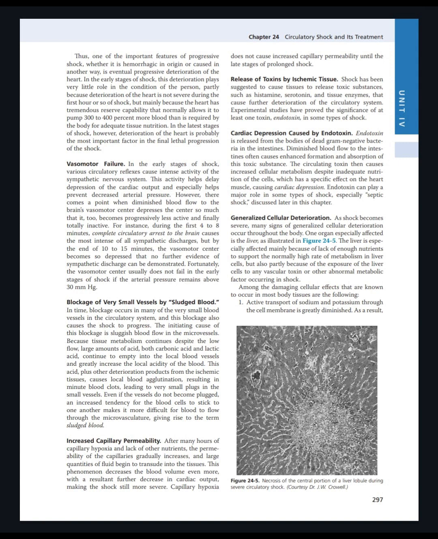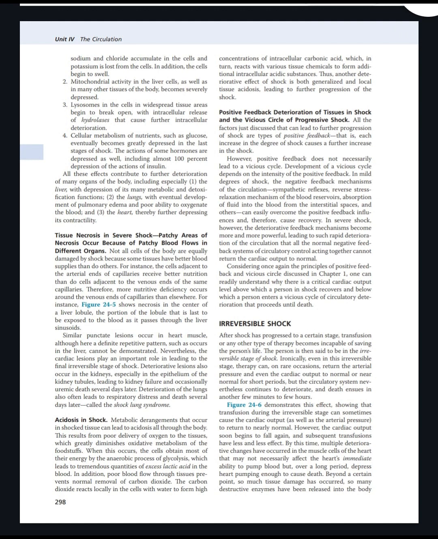Then just highlight these points: vasomotor failure. No need to go into details. If you want to read, you can read. Blockage of very small vessels by sludged blood. Increased capillary permeability. You must know these points. The next is release of toxin by ischemic tissue. The other is cardiac depression caused by endotoxin. And then there is generalized cellular deterioration. That's all about this page. Let's come to the next page.